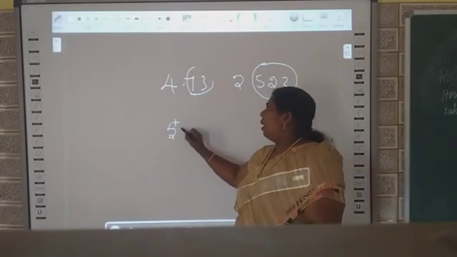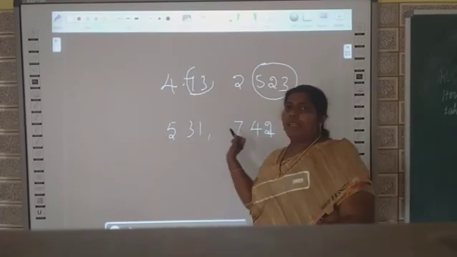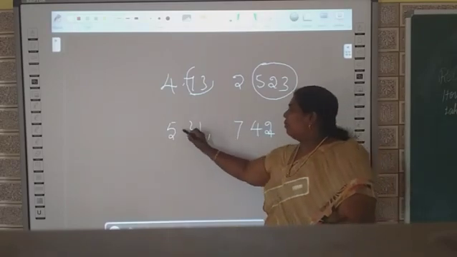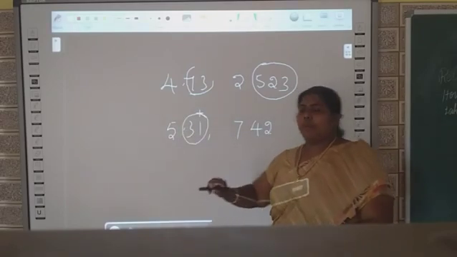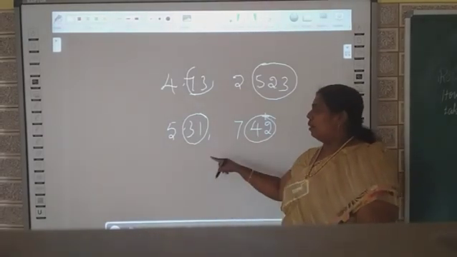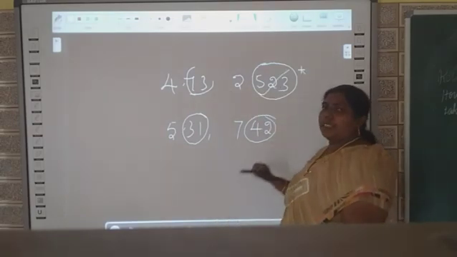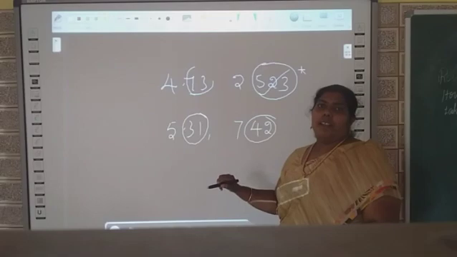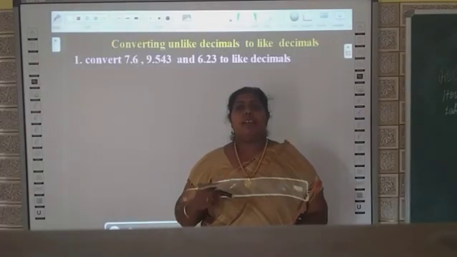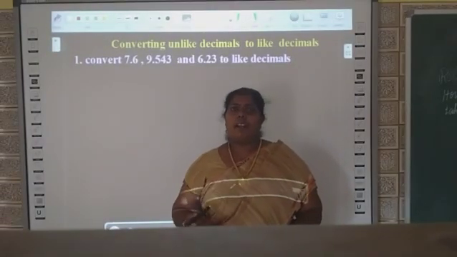For example, 5.31 and 7.42. Are these two decimals like or unlike? These two decimals are like decimals. See, after the decimal there are two numbers here, and after the decimal two numbers here. So these two decimals are like decimals. So now you know equivalent decimals and like decimals. You know how to find the equivalent decimal, and like decimals and unlike decimals.